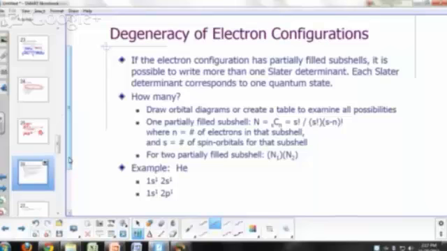Now, if the electron configuration has partially filled subshells, it's possible to write more than one Slater determinant. Each Slater determinant corresponds to one quantum state. So one quantum state, you can think of it as one way that the atom can have that electron configuration.